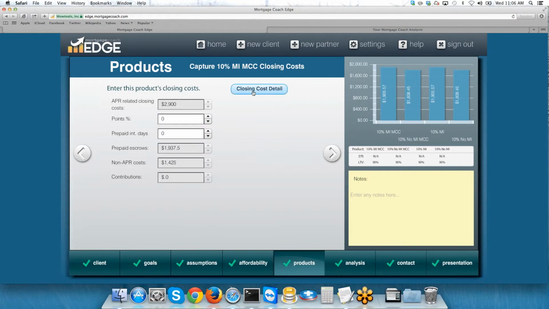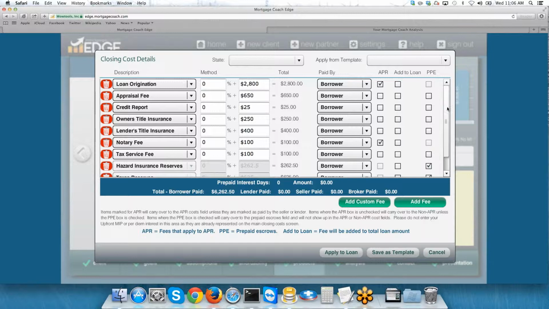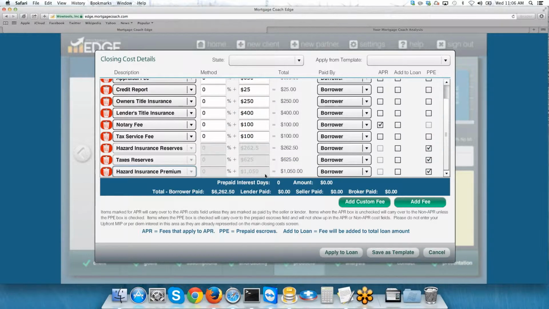Now, the closing costs, I actually just went through these and pulled down one of my templates. But if you're not familiar with the new reserves category, I am going to show you that real quick. You can see I do have reserves in here and they're grayed out. And the reason for this is I'm using the new reserves field. So it's automatically calculating these.